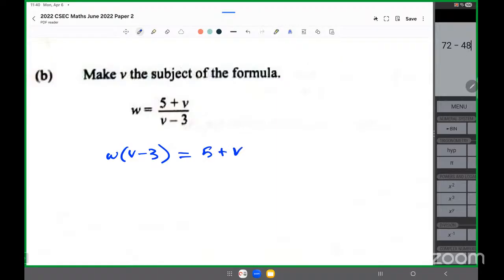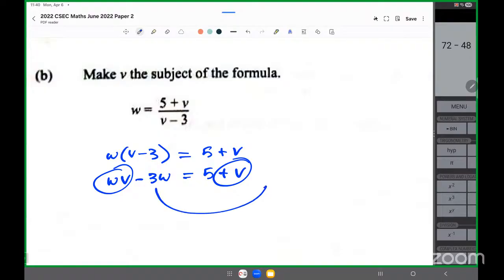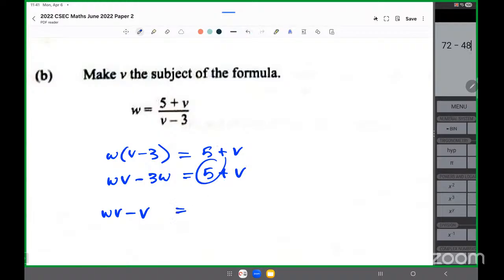I want the V terms to be isolated. I'm going to expand this and get W times V minus W times 3, which is 3W, is equal to 5 plus V. Then these are my V terms. I want them on the same side, and I want this over here. So I'm going to take this V and bring it over here and get WV minus V. When this V comes over, it becomes minus V. Equals, this 5 stays on the right side. This minus 3W goes up and becomes plus 3W.